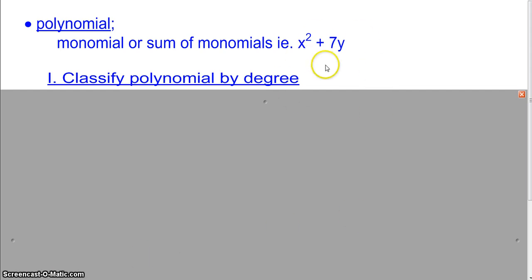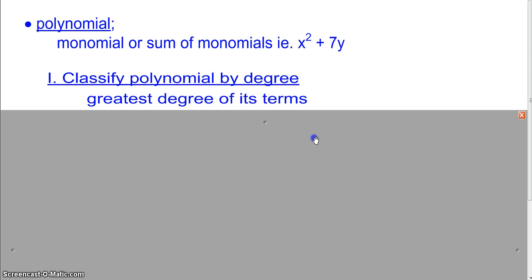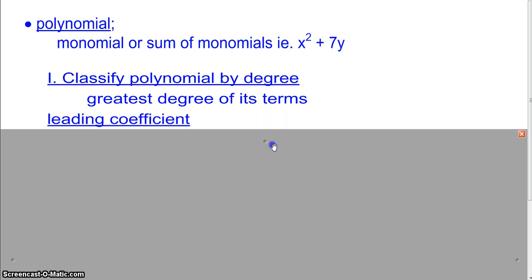So when we look at this example, x squared plus 7y, x squared is what degree? And 7y is what degree? First. So which one is greater? Second, and we would classify this entire polynomial by the highest degree term, the greatest degree of its terms. We don't add 2 plus 1 in that case. We say which one has the greatest degree, and it's the x squared. So we would classify it as a second degree polynomial.